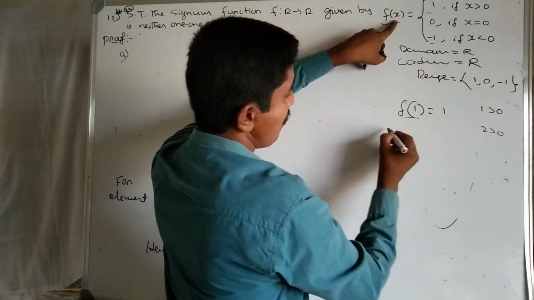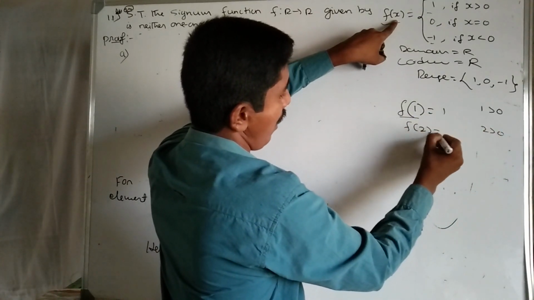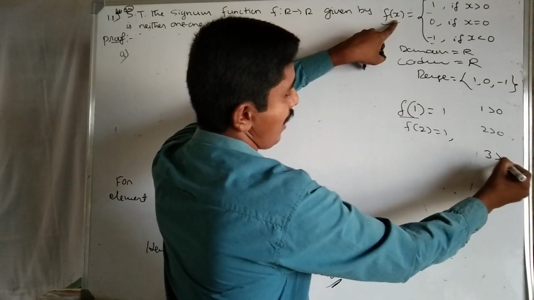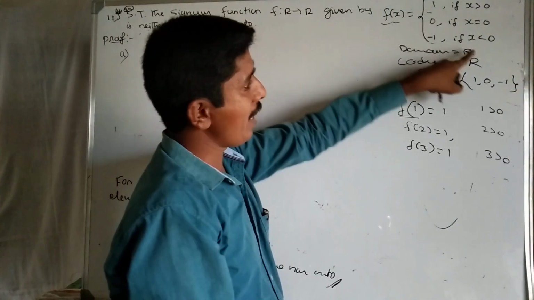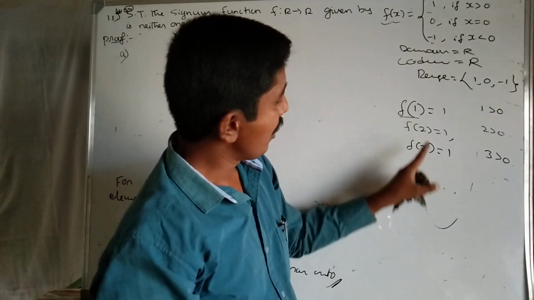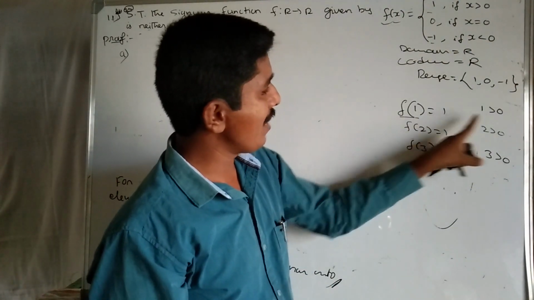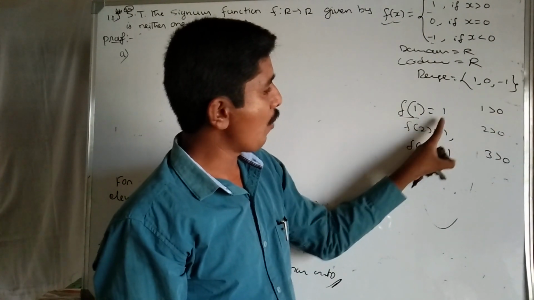2 is greater than 0, then f of 2 value 1. Suppose 3 is greater than 0, then f of 3 value 1. Like that. Or you can take negative numbers here. See, here you can take any number greater than 0, domain values. Then what about range values?